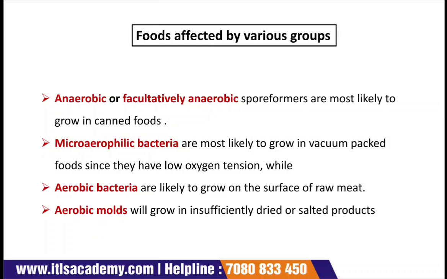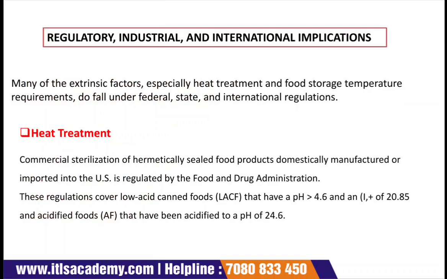Then there are aerobic bacteria. Aerobic bacteria are likely to grow on the surface of raw meat, meaning meat that is not cooked after slaughtering. On the surface of that meat, aerobic bacteria grow. Then there are aerobic molds. They generally grow on dried or salted products. So in that particular condition, these types of microorganisms can grow.